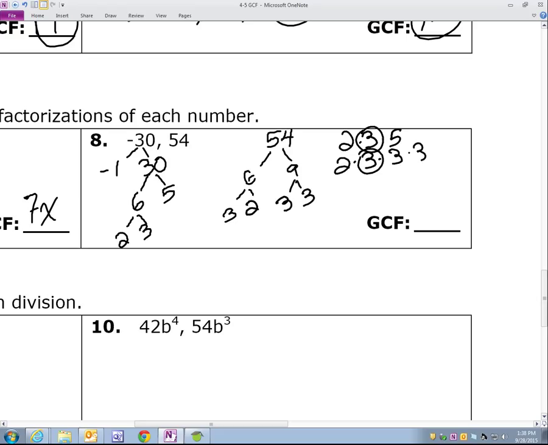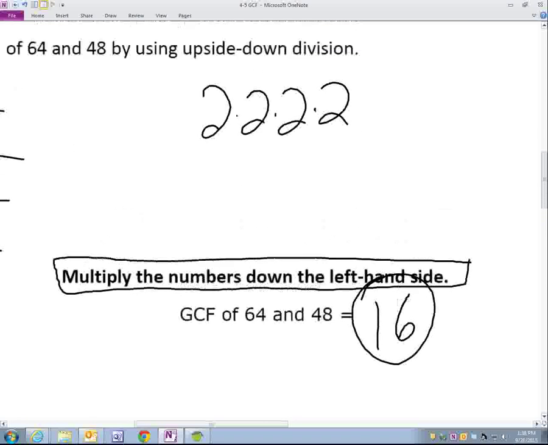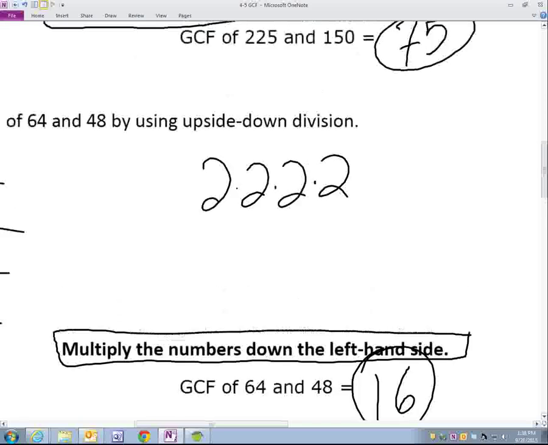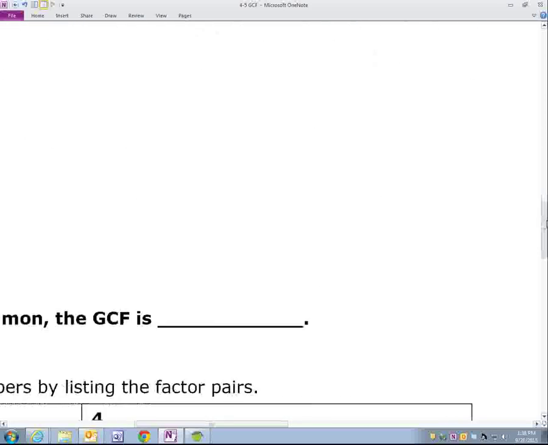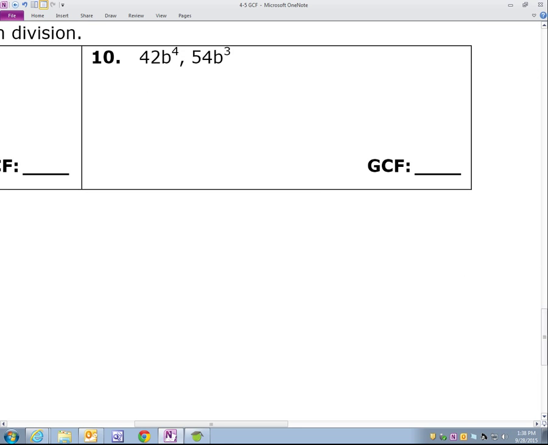So we're going to multiply the common factors together. And how many show up there? Just one. Multiply prime factors they have in common. Oh, sorry, the 2. So 2 times 3 is 6. Oops. Yeah, forgot about that -1. Negative. Hey, what do we do about the negative on the bottom of -90.